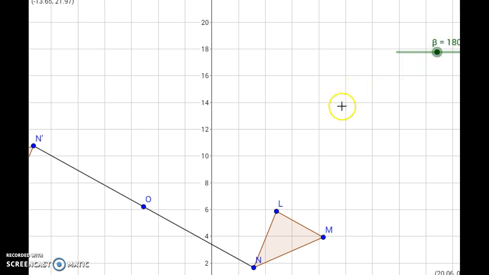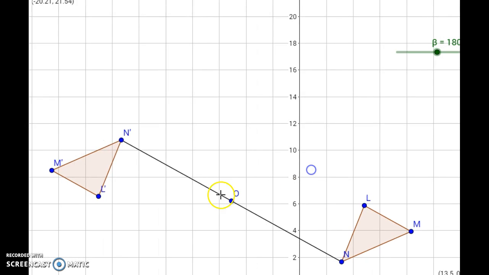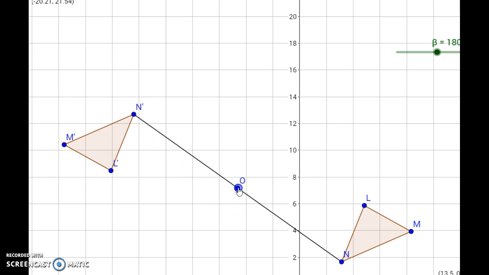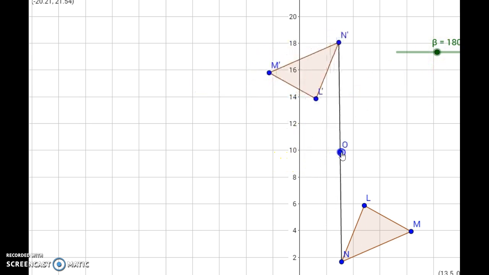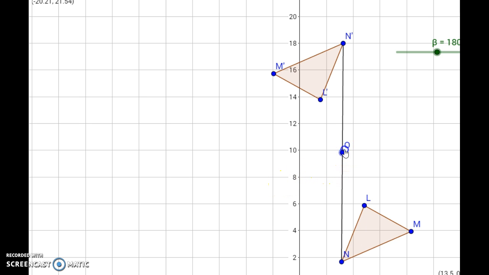That is 180, and that is 180. You can see here these two figures are opposite. See, N and N dash. So this is how we can play with the center of rotation. Now see, when I'm changing, because my angle is still 180, I still have a straight line, okay, like that. This center is here now.